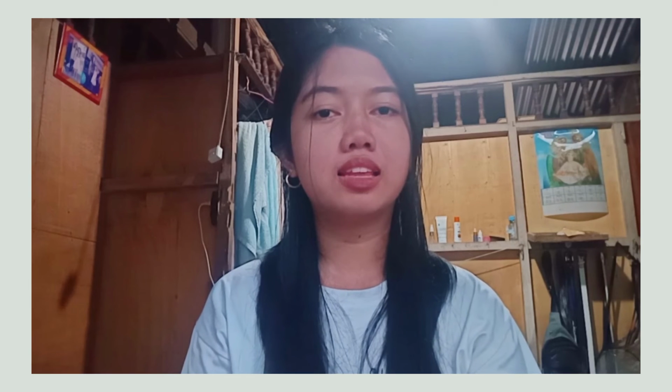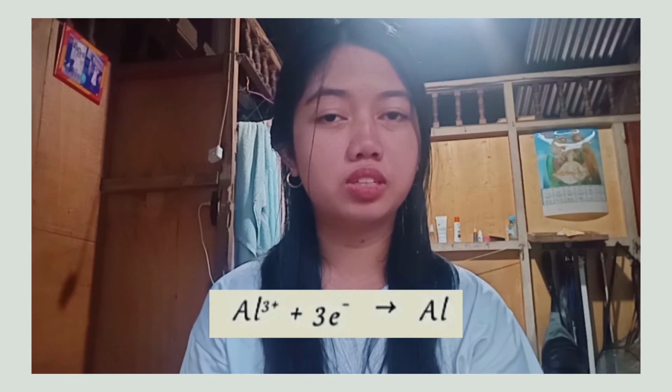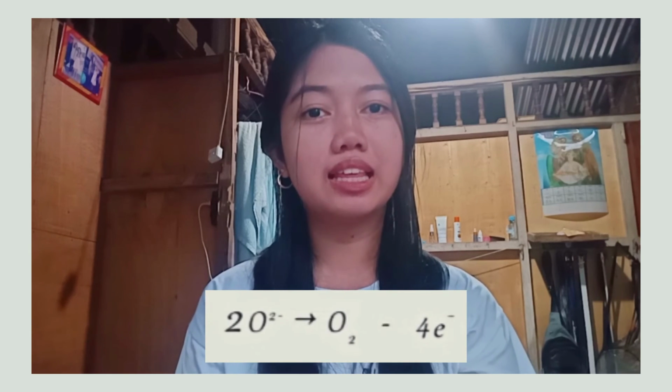At the negative cathode, where the aluminum forms, the aluminum ions from the molten aluminum oxide cryolite solution are reduced, which means they gain electrons. It will be presented in this half reaction. At the positive anode, where the oxygen reacts with carbon to make carbon dioxide, the oxygen ions are oxidized. This means they lose electrons. It will be presented in this half reaction.